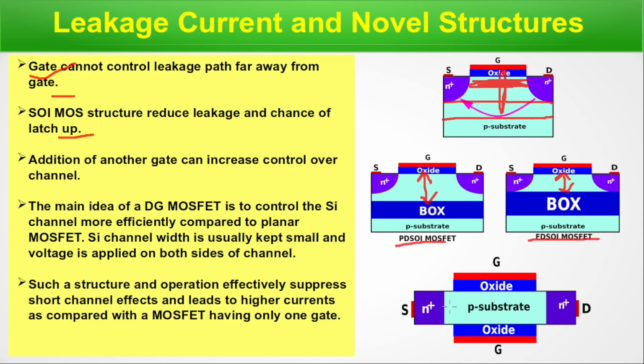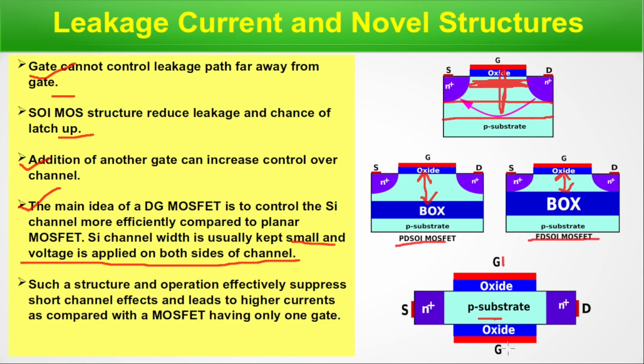From there, the idea of addition of another gate has evolved. Addition of another gate can increase control over the channel. So we can increase the control over this channel area by adding another gate. That becomes a DG, dual gate device. The main idea of a DG MOSFET is to control the silicon channel more efficiently compared to planar MOSFET. Silicon channel width is usually kept small and voltage is applied on both sides of the channel, because there are two gates.